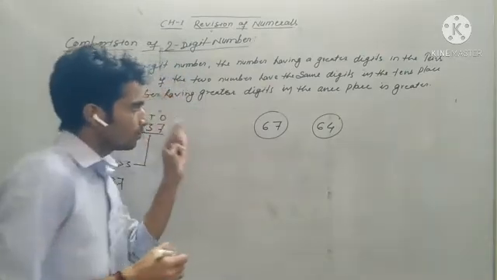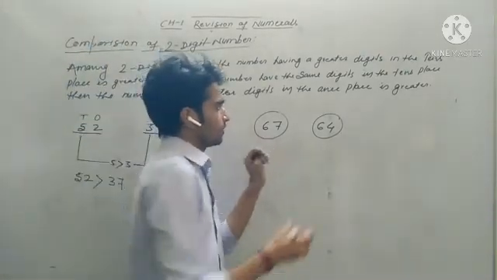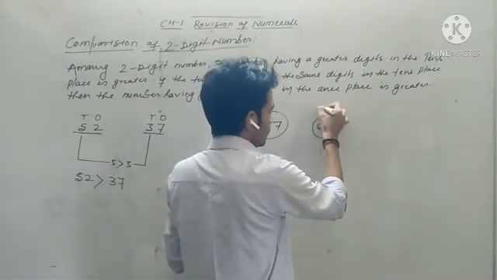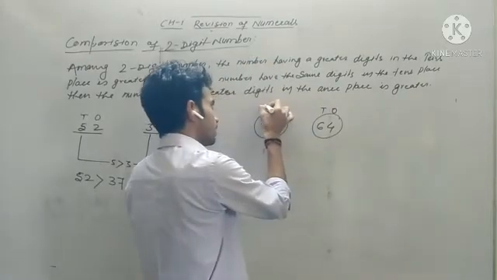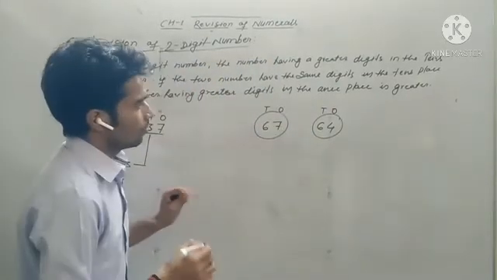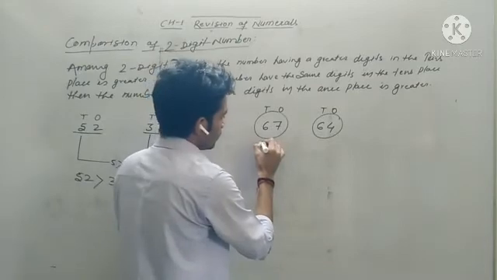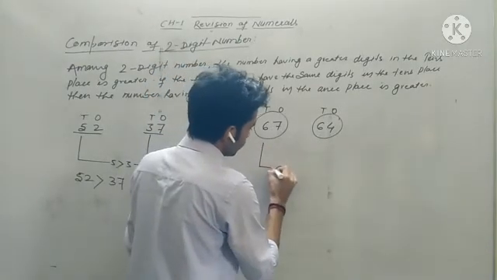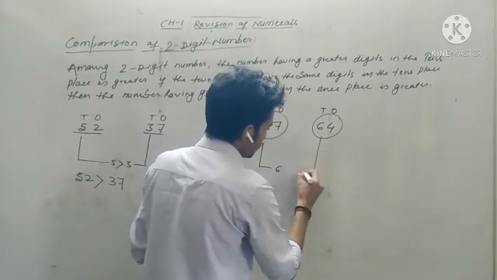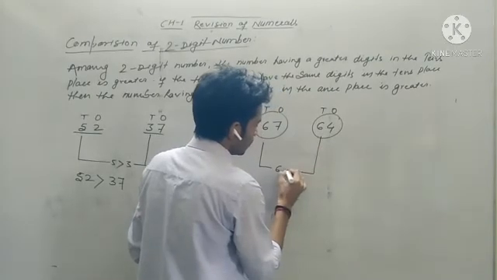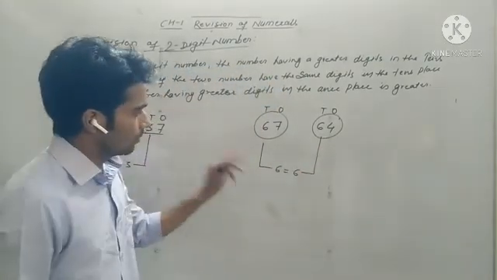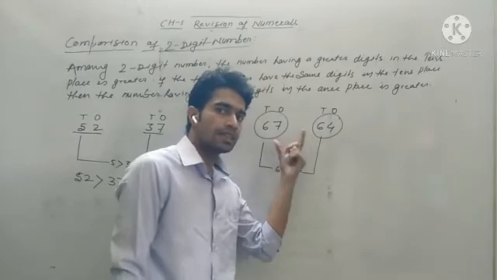First of all, we have to compare the tens place. So this is the ones place and this is the tens place. This is 6 and this also has 6. So both are equal. Both tens places have the same value.